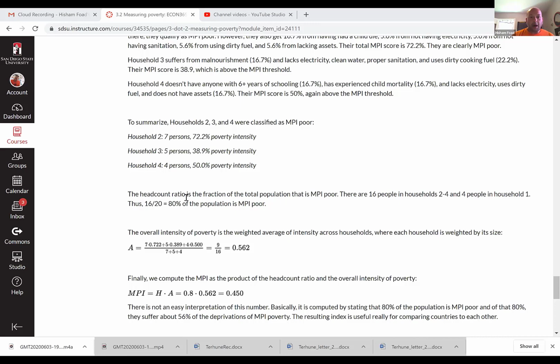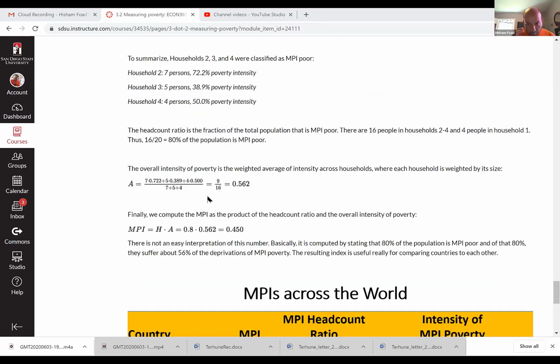And so we finally are able to compute the multidimensional poverty index as the product of the fraction of the population that's in MPI poverty, in this example 80%, and the weighted average intensity of poverty amongst those poor people. On average, those in poverty suffer from 56.2% of the deprivations that are there. Multiply those two together, and you end up with an index of 0.45. Now, this number by itself doesn't really have an interpretation, but it is useful when comparing it to other countries.